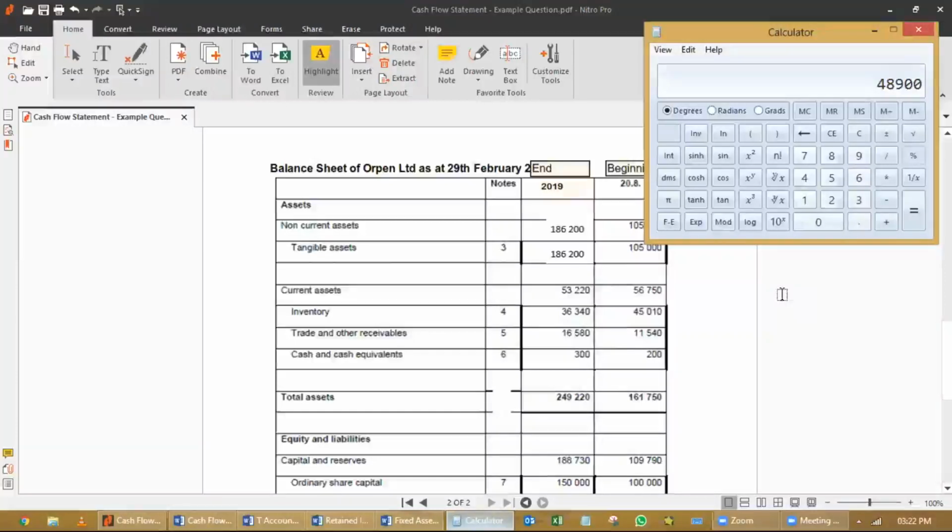My inventory went from 45,010 to 36,340. So that difference, it decreased by 8670. Is that correct? Doesn't look correct. Let me just double check this. 45,010 minus 36,340. Yes, 8670.